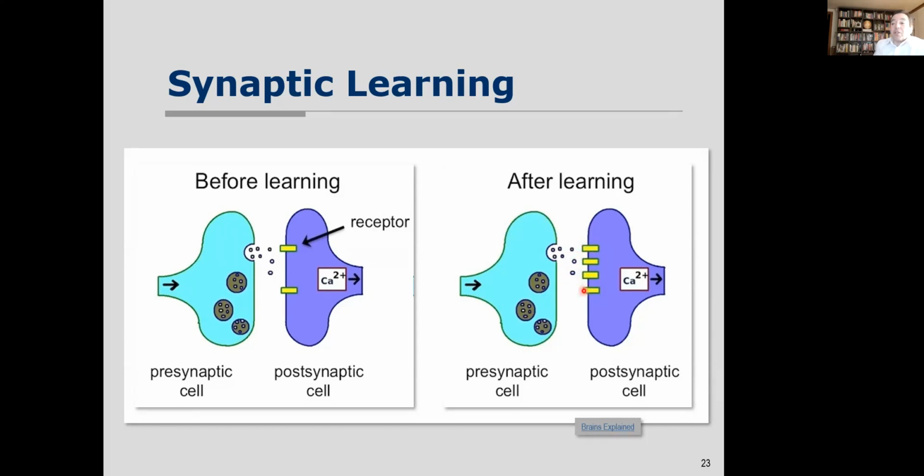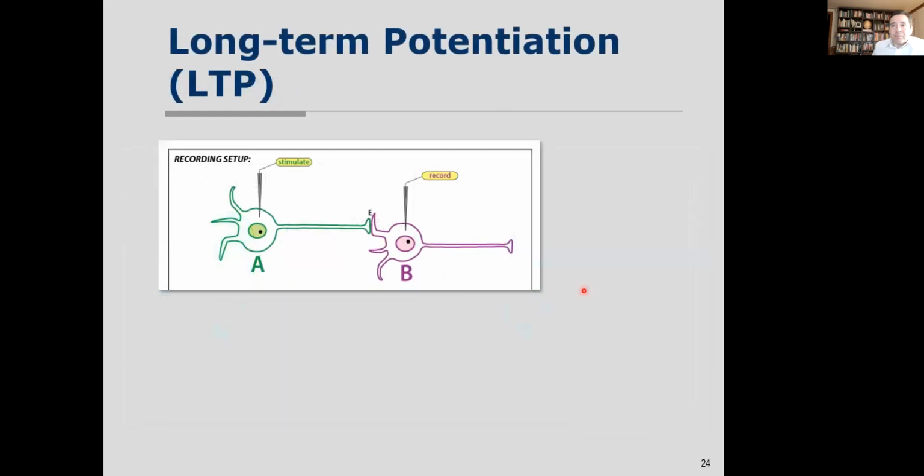And this is what Julia Minks was saying about repeating something. You repeat the synapse, it gets more and more stronger. So those brain cells associated with that information become strengthened. And this is the basis of synaptic learning. So what is long-term potentiation?